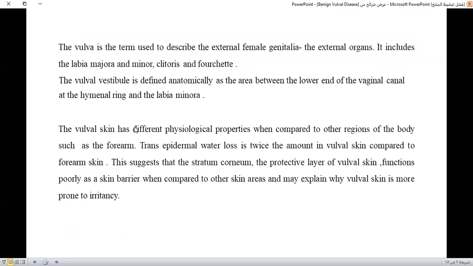As we said, the vulva is the external organ, including labia majora, minora, clitoris, fourchette, and vestibulum, meaning an area between the lower end of the vaginal canal at the hymenal ring and the labia minora. The property related to vulval skin is that transepidermal water loss is twice the amount in vulval skin when compared to skin of other areas like the forearm, so it is more liable to irritation.